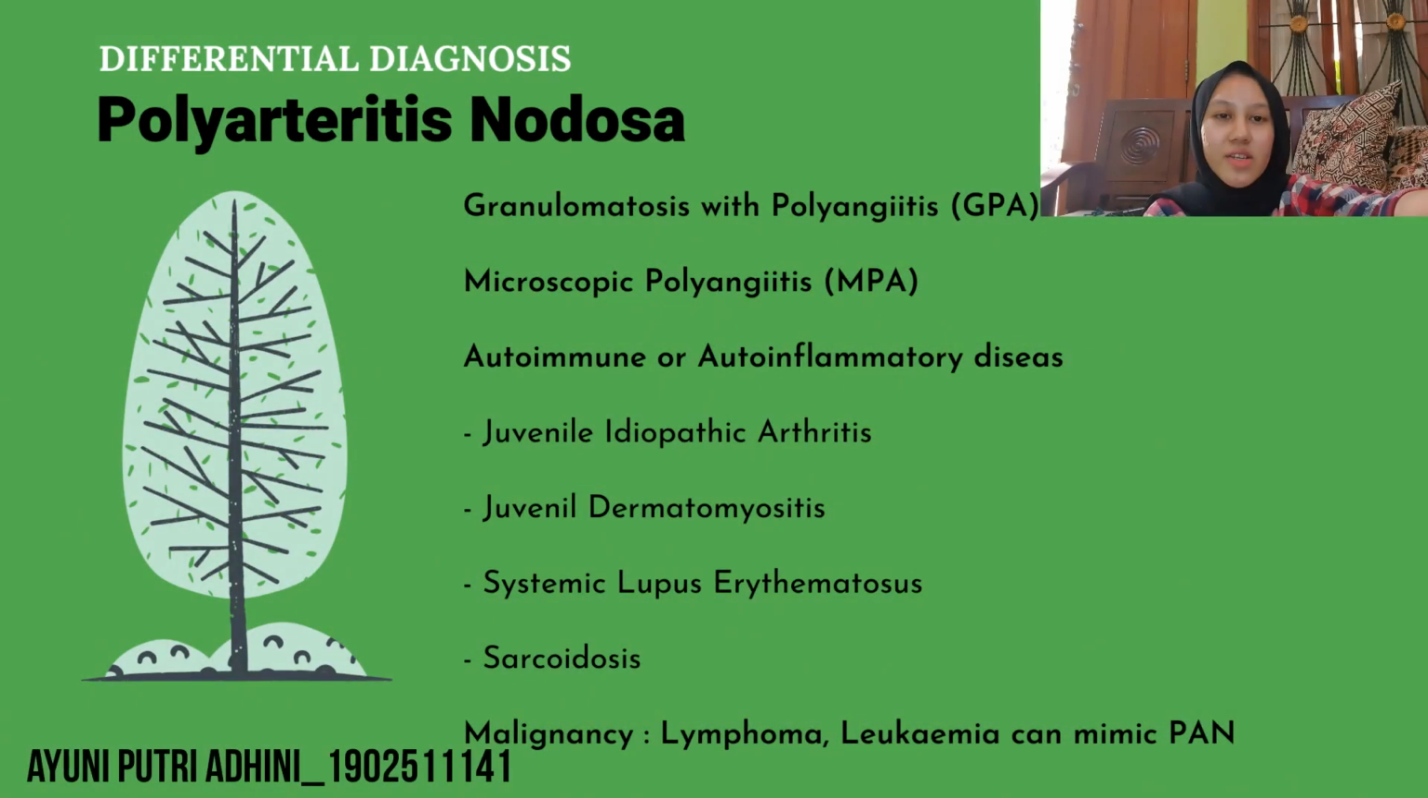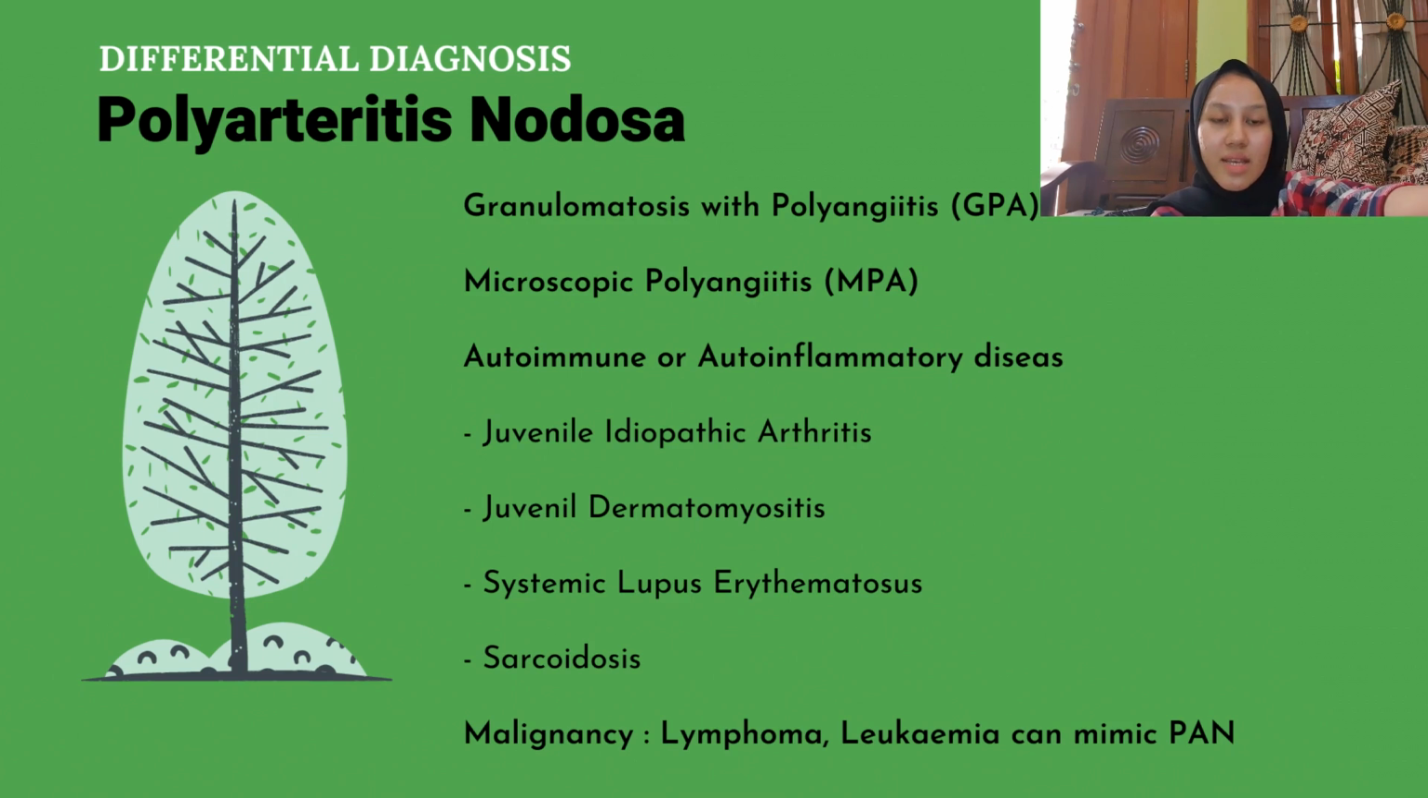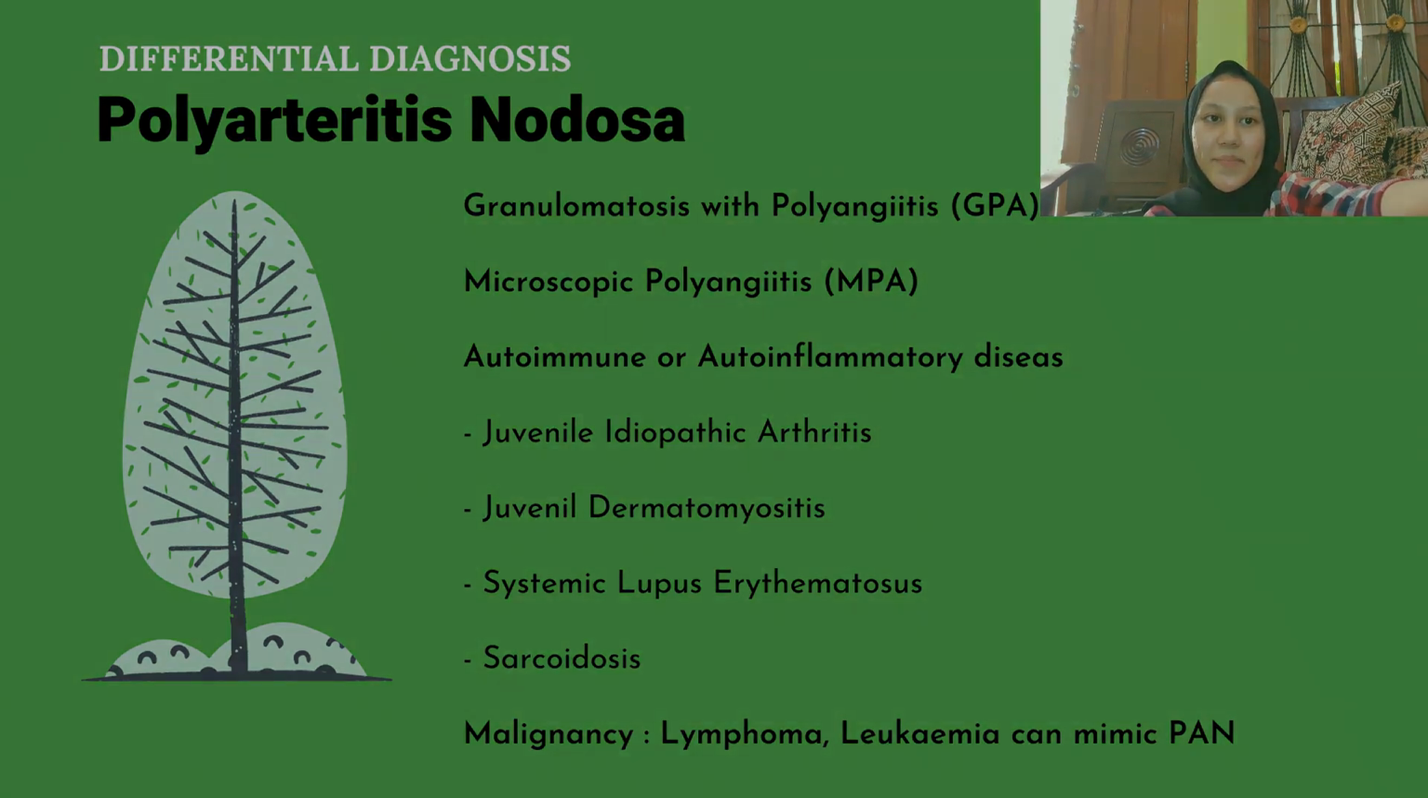The differential diagnosis of polyarteritis nodosa includes granulomatosis with polyangiitis and microscopic polyangiitis. From autoimmune and or autoinflammatory disease, there are juvenile idiopathic arthritis, juvenile dermatomyositis, systemic lupus erythematosus, and sarcoidosis. And from malignancy, lymphoma, leukemia, and other malignancy can mimic polyarteritis nodosa.